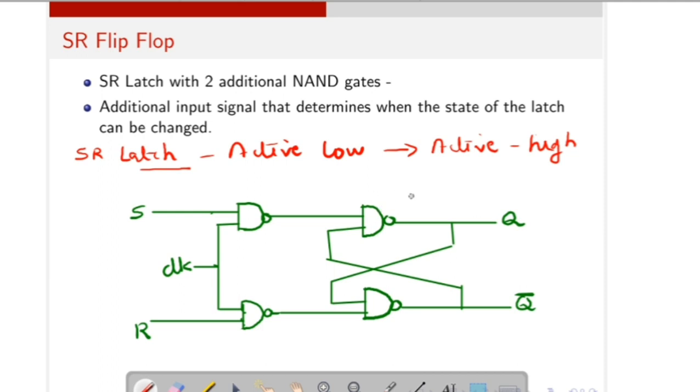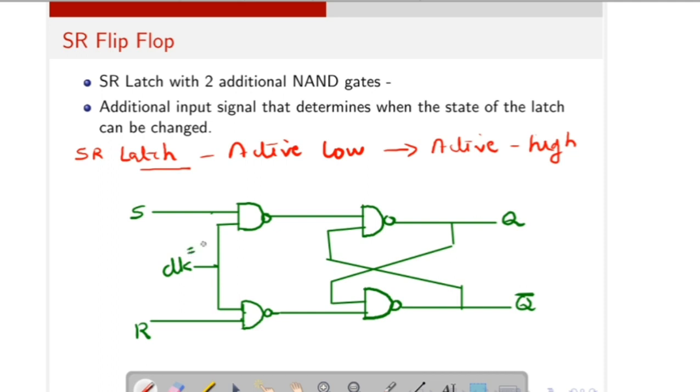So we start with an active low SR latch. First it is converted to an active high SR latch by inserting inverters at the input. Then it is converted to an SR flip-flop by giving an additional input signal called the control signal, which determines when the change of state occurs depending on the input. So this is the circuit diagram of the SR flip-flop. Clear?